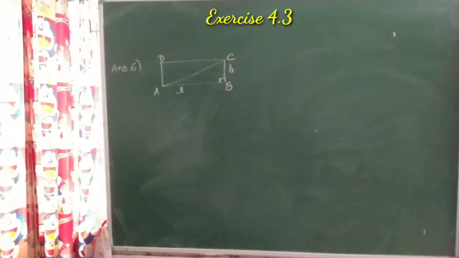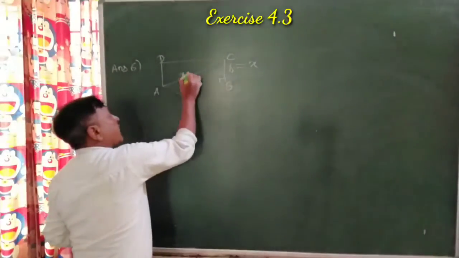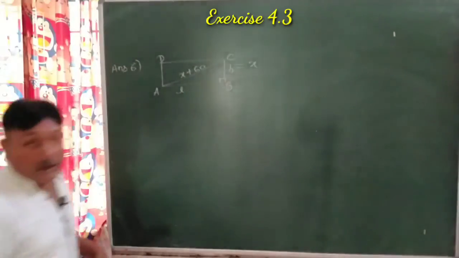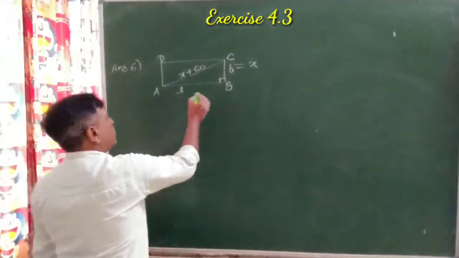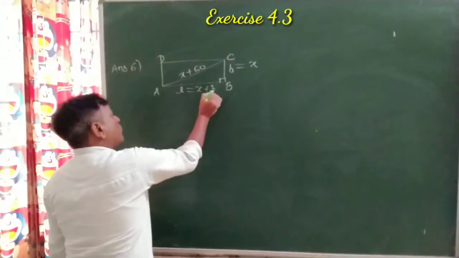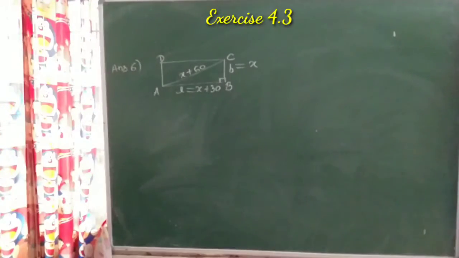So what is the question saying? The diagonal of a rectangular field is 60 meters more than the shorter side. The shorter side is breadth. Suppose it is x, then the diagonal will be x plus 60. Now the question is talking about the length. If the longer side is 30 meters more than the shorter side. Longer side means length. It is 30 meters more than the shorter side. Now the question is saying find the sides of the field.